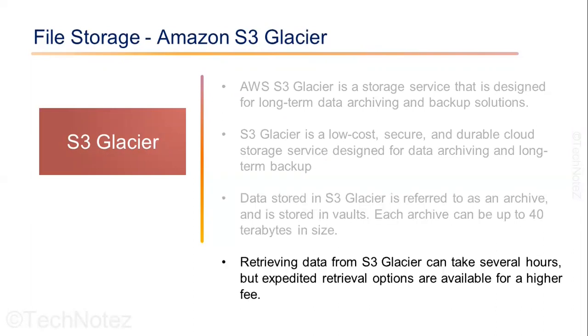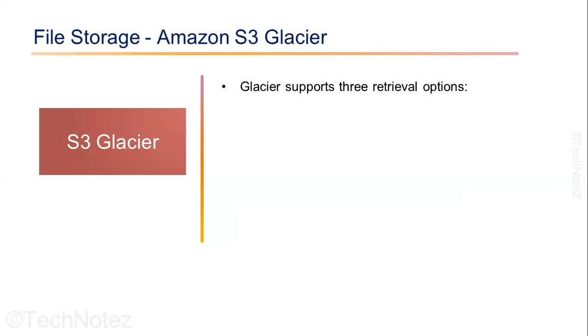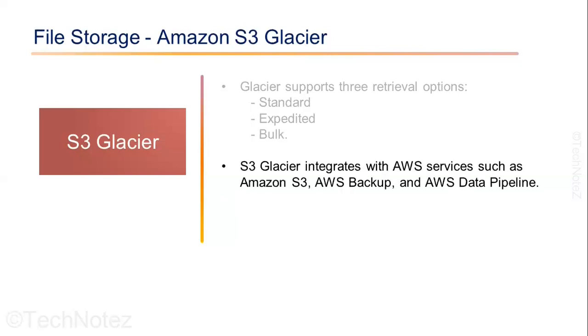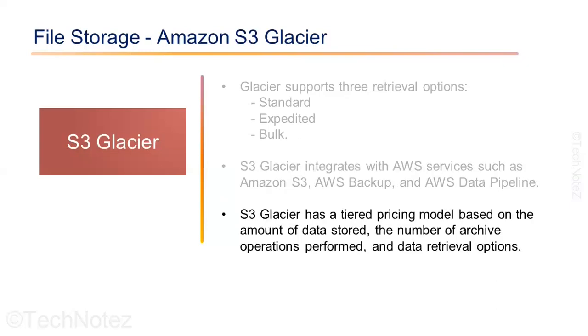Retrieving data from S3 Glacier can take several hours, but expedited retrieval options are available for higher fees. S3 Glacier supports three retrieval options: standard, expedited, and bulk. Each option has a different retrieval time and cost. S3 Glacier integrates with AWS services such as S3, AWS Backup, and AWS Data Pipeline, making it easy to store and retrieve data as part of your cloud-based infrastructure. S3 Glacier provides compliance with several regulatory requirements such as HIPAA and FINRA, as well as data security features such as encryption and access control.